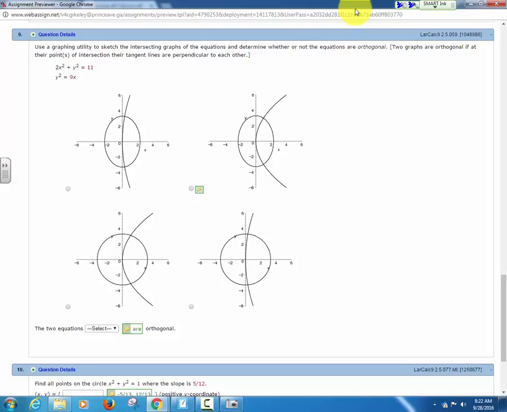All right, now, look at this. It says they're orthogonal if at their points of intersection the tangent lines are perpendicular. So what does tangent lines tell you to do? Derivative, okay? If I take the derivative of the top one, I get 4x plus 2y, y prime equals 0. If I solve that out, I get y prime equals negative 2x over y. You see how I got that?